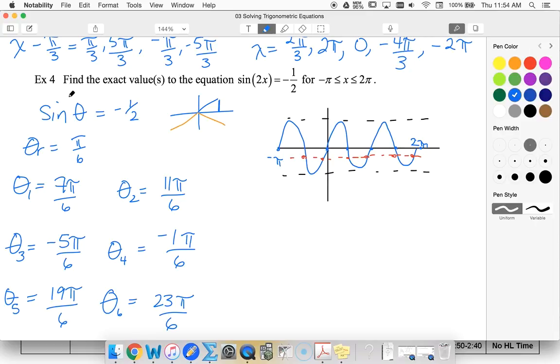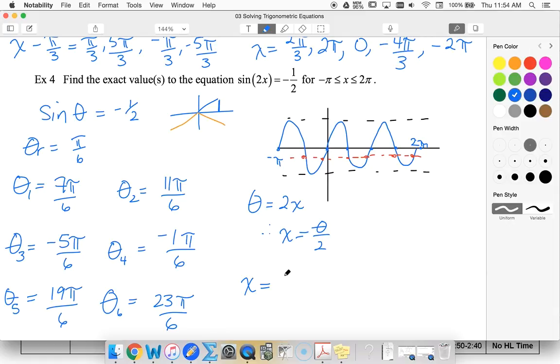So this is theta, but I didn't start with theta. I started with 2x. So now, when I think about my x values, they are going to be all of these theta values divided by 2. So theta is equal to 2x. Therefore, x is theta over 2. So all of my x values are going to be these values divided by 2.